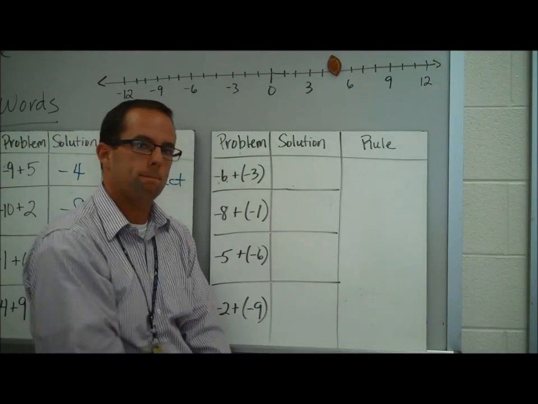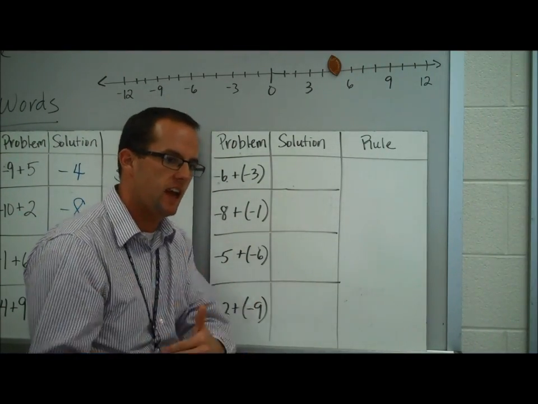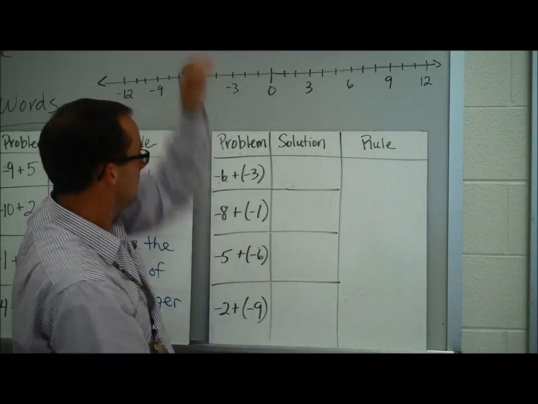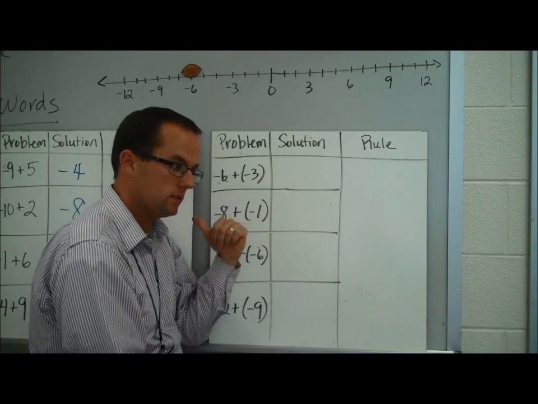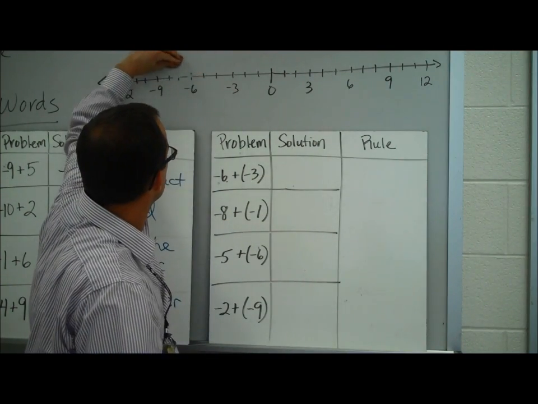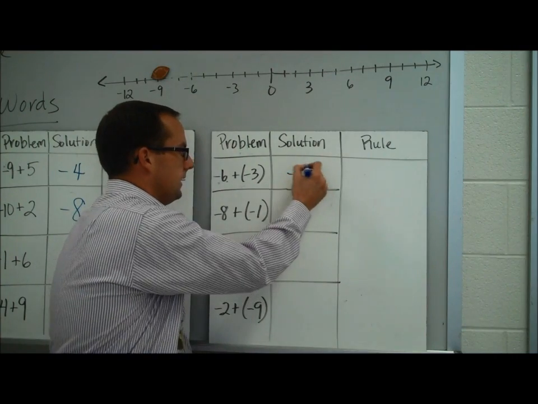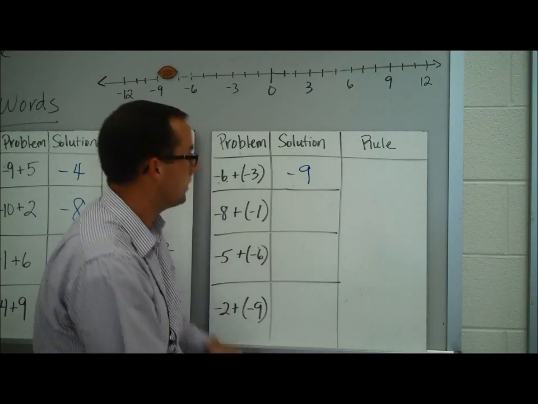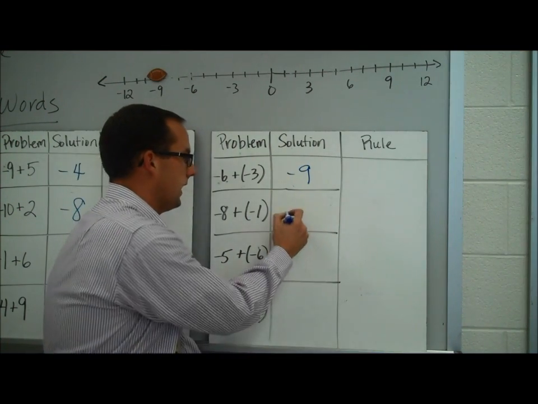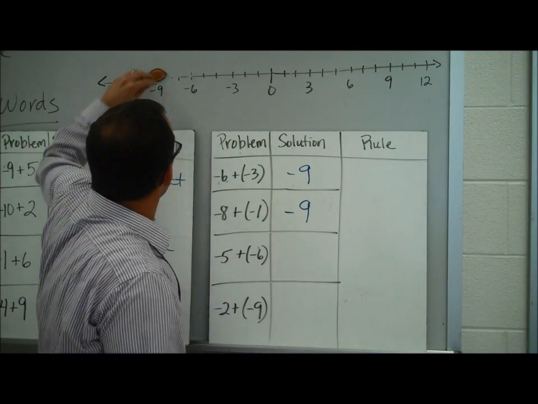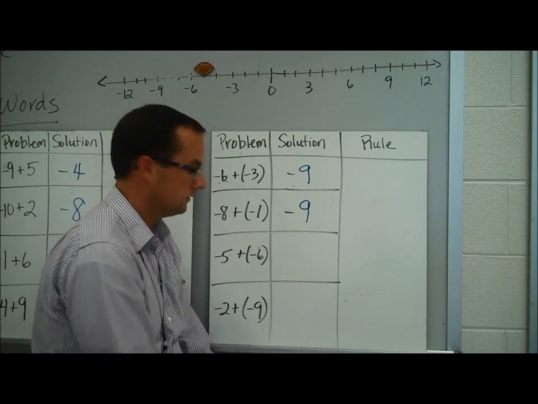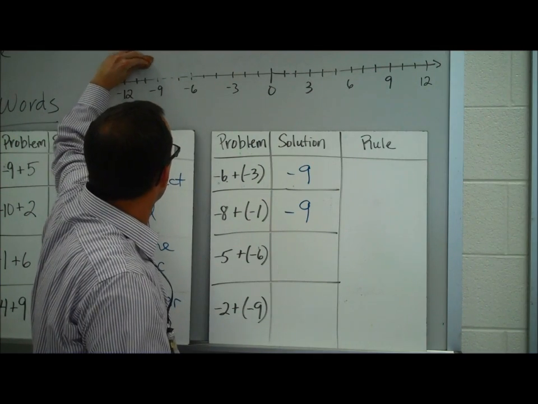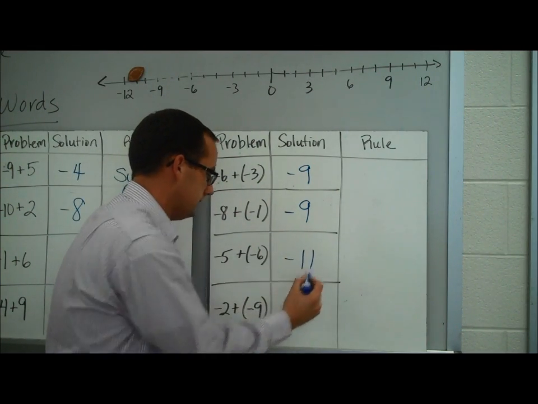Last set. All right, these are negative plus a negative. Negative 6. I'm going to start down here. Plus negative 3. Negative means go to the left. So 1, 2, 3. I end at negative 9. Negative 8. Minus 1 or plus negative 1. I'm at negative 9 again. Negative 5 is here. Plus negative 6. I'm going to go 1, 2, 3, 4, 5, 6 and end at negative 11.